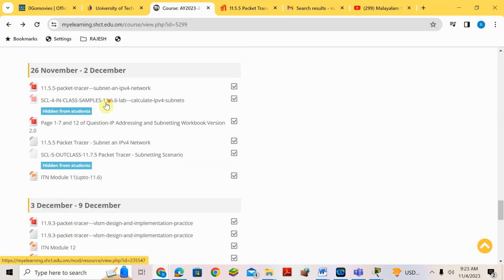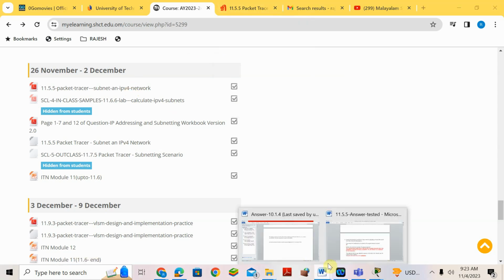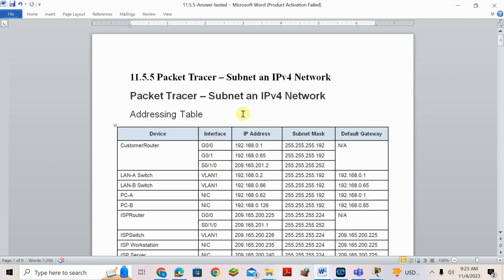11.5.5. This is the PDF file and this is the Packet Tracer. You have to open the Packet Tracer first, then open the PDF. I already have the answer solved also. I'll show you the question first, then I'll show you the answer. This is the question. I already solved this one.